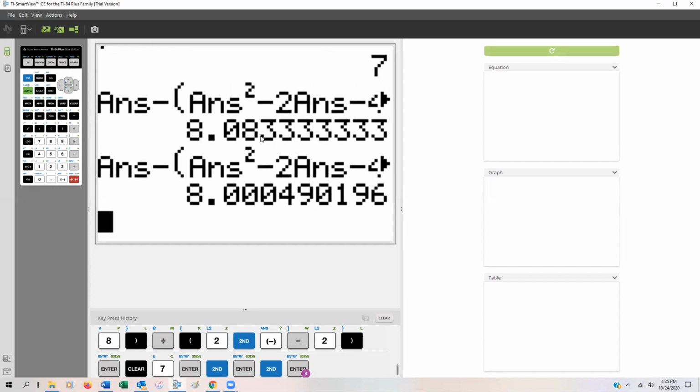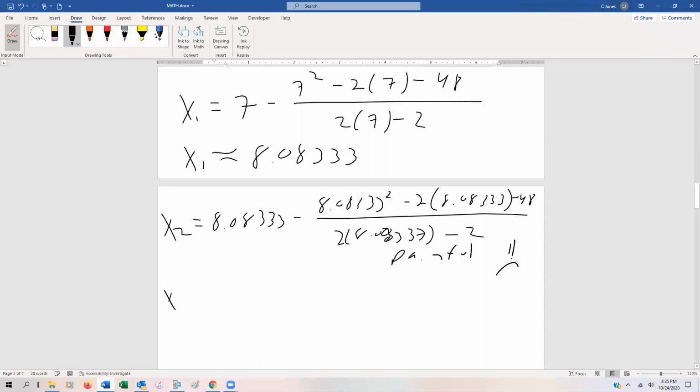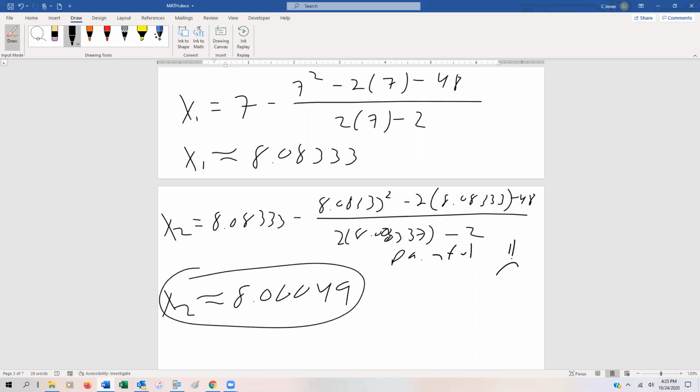Now, if I hit enter again, notice that 8.08333 is now stored in ans. And so what that means is we just found x2. So x2 is 8.00049, which is a lot easier to work with.